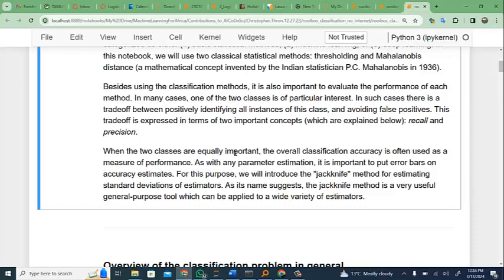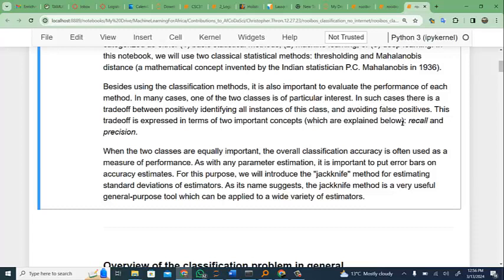When the two classes are equally important, the overall classification accuracy is often used as a measure of performance. As with any parameter estimation, it's important to put error bars on your accuracy estimates. For this purpose, we will introduce the jackknife method for estimating standard deviations of estimators. As its name suggests, the jackknife method is a very useful general purpose tool, which can be applied to a wide variety of estimators. So in summary, we are going to address this issue of correctly identifying positives and avoiding false positives and displaying the trade-off between these two.